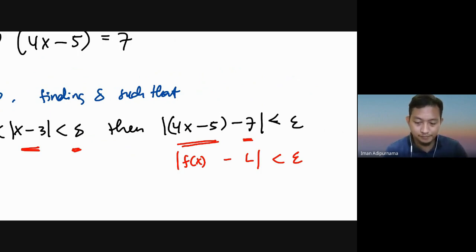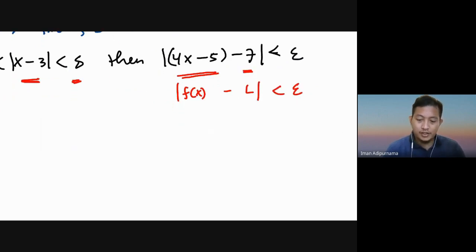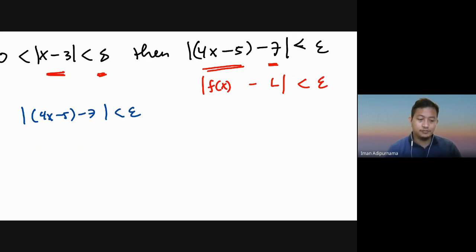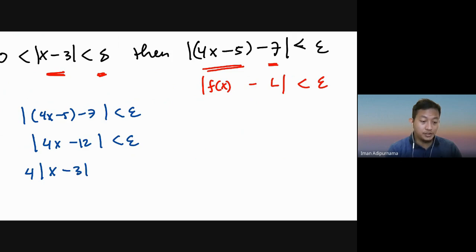All right. From here, we can actually move from the epsilon first. For example, this is the case from here. Okay, let's simplify this, it becomes this one, and we know that this is actually 4 times x minus 3, right?